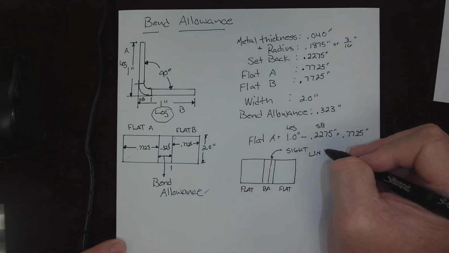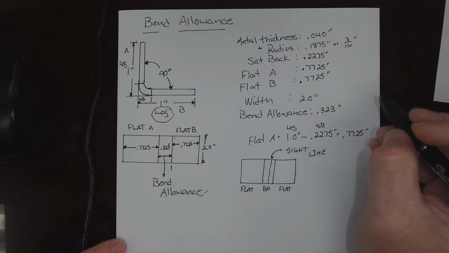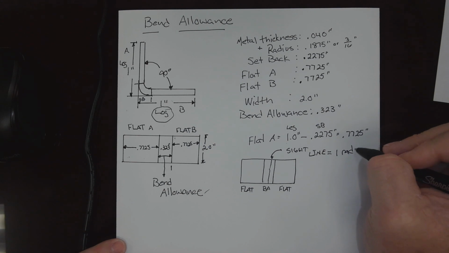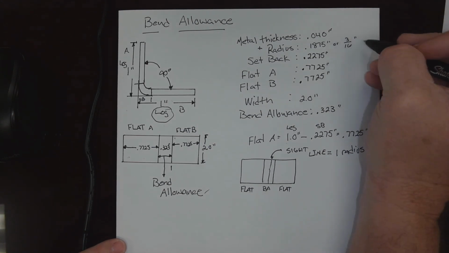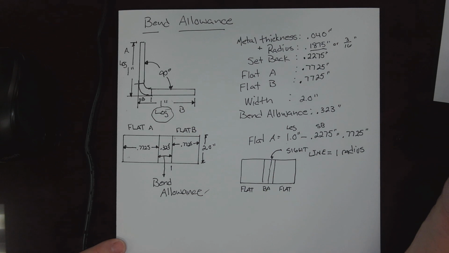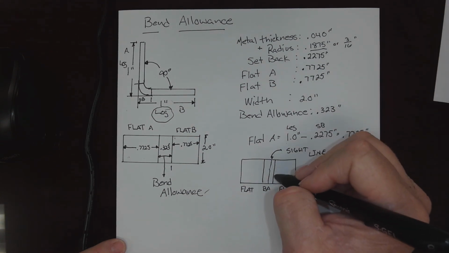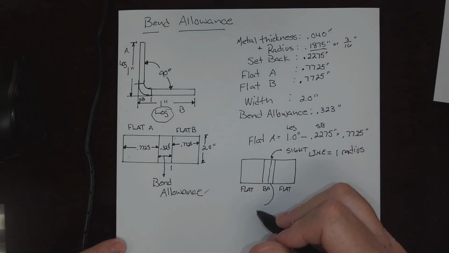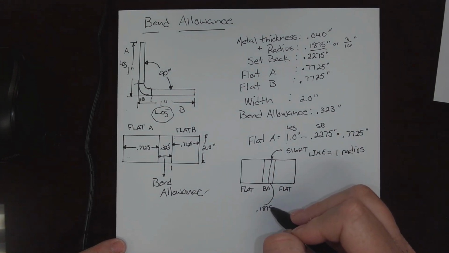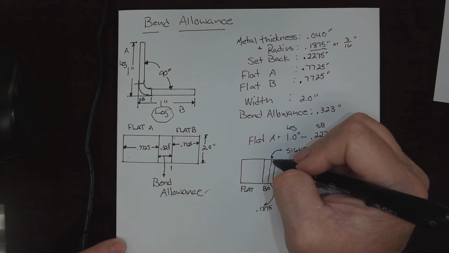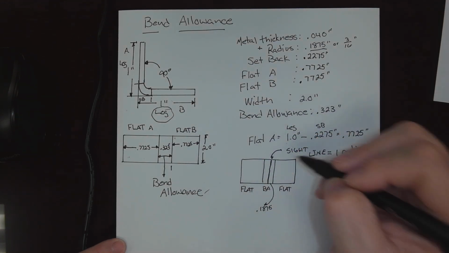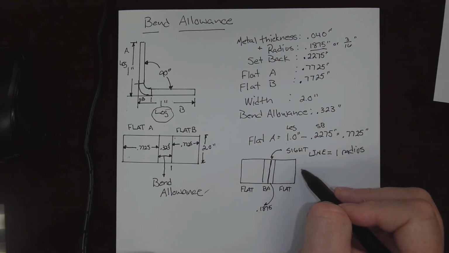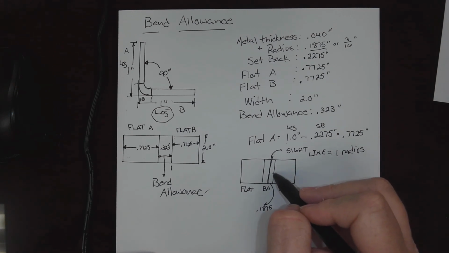Now, a sight line is always going to be equal to 1 radius. So if we go back up to our list, we find our radius. We would simply measure over from this flat 1 radius, which is 0.1875. We would draw a line. It won't always be in the middle. What this is when we put this piece of metal in the sheet metal brake, it's going to go in like this.